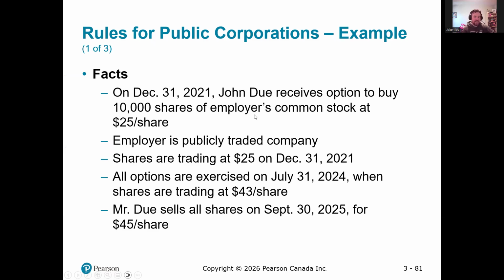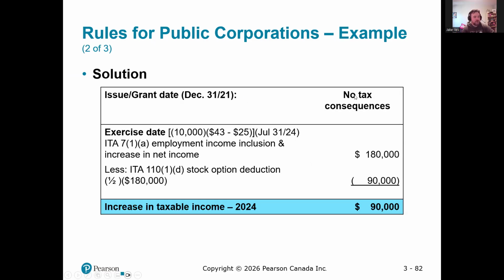So we're going to recognize employment income when exercised. There's no tax consequences at the grant date. There never is. But on the exercise date, the employment income, we got $43 per share, but we only spent $25. So for every share we bought, we got $18 of value, right? We only paid $25. I got 43 back. My value went up $18 just from exercising it. So $18 for every share, and there's 10,000 shares, $180,000 is my employment income.